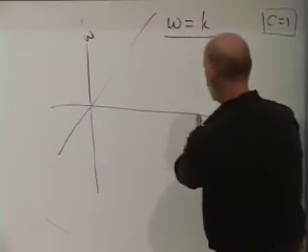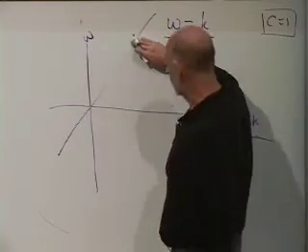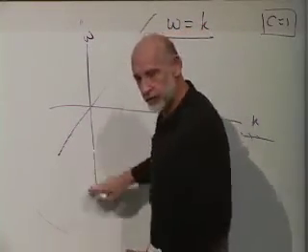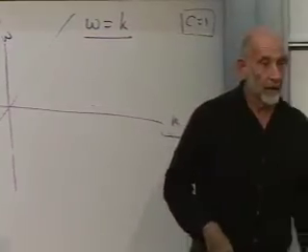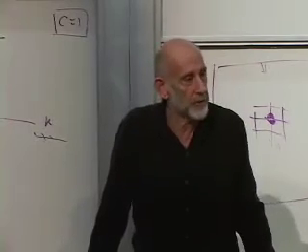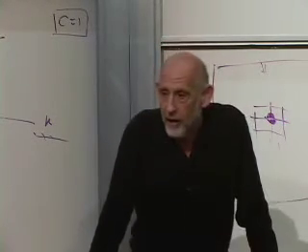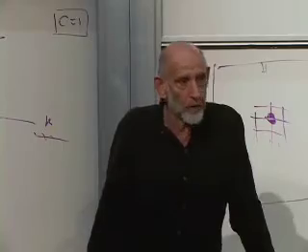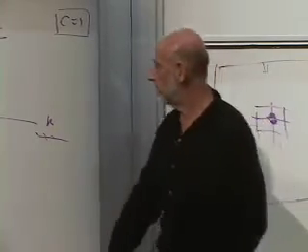For k positive, the energy is positive. For k negative, the energy is negative. Okay? This equation simply describes electrons which can have either positive or negative energy. That sounds like trouble. Why is that trouble? Why is electrons with negative energy trouble?